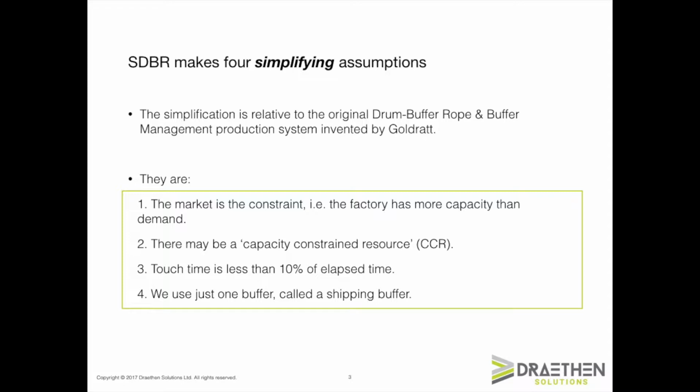And finally, as there is no real bottleneck, we don't need an array of different buffers to protect throughput, and we can simply use one buffer, the shipping buffer, to allow work orders enough time to get through the plant, and we can dispense with all of the complicated calculations multiple buffers would require.